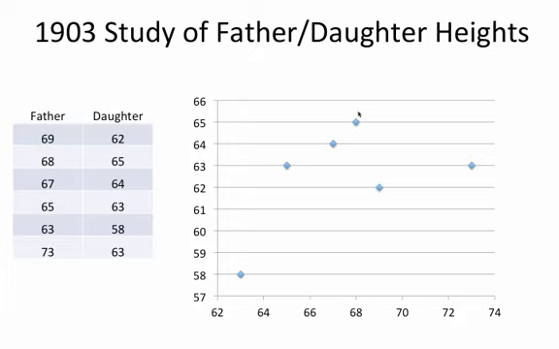So here is a small portion of the data from a classic 1903 study that Galton did comparing the heights of fathers and their daughters. To build a scatter plot, you assign one of the variables to the x-axis and the other variable to the y-axis. In this case, father's heights on the x and the daughter's heights on the y. So I would go over 69 and up 62 and draw a point or an x. Then go over 68 and up 65 and put another dot or an x, and so on.